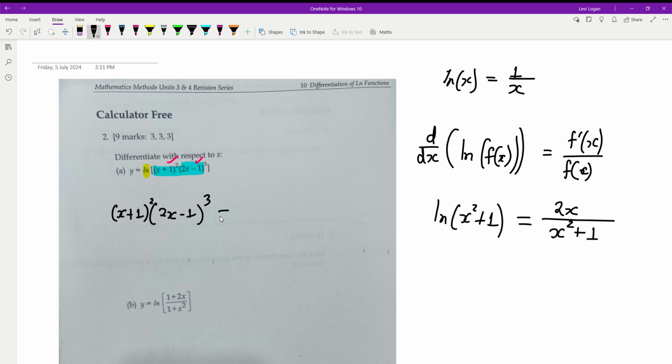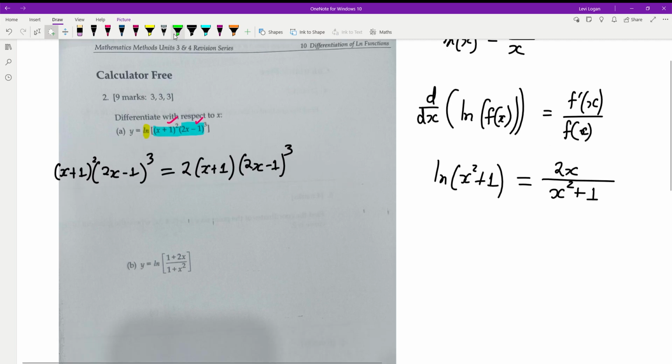Differentiate the first one first. Bring the power down the front, so we have 2, and leave the inside bit. If you differentiate this inside bit, it's just going to be 1, because that has a coefficient of 1, and then you multiply it by the leftover bit, so this will be 2x minus 1 to the power of 3. Then we leave the first function now, and differentiate the next bit.